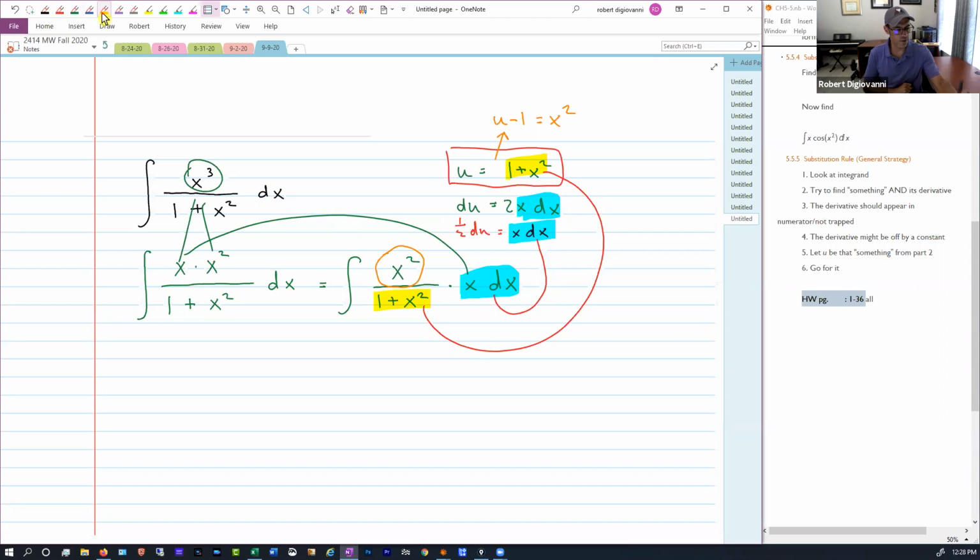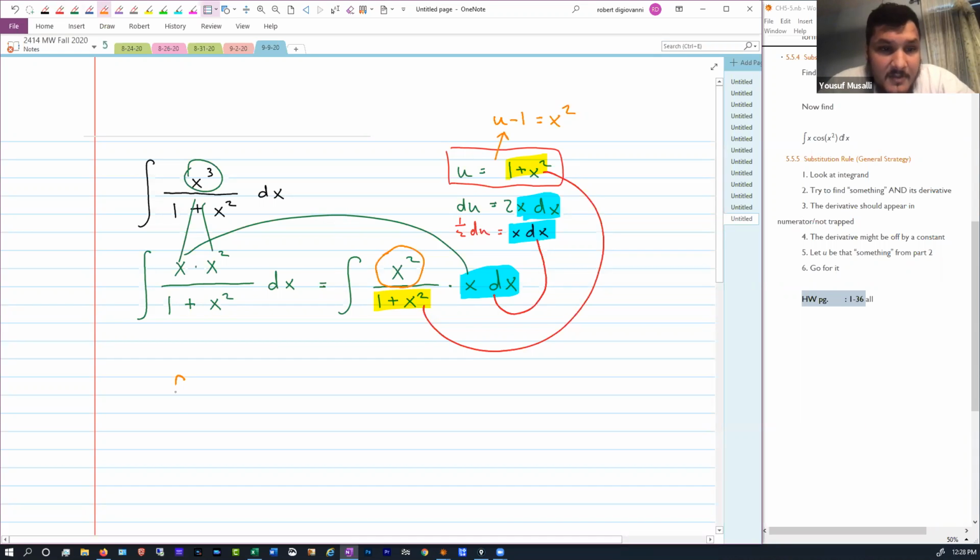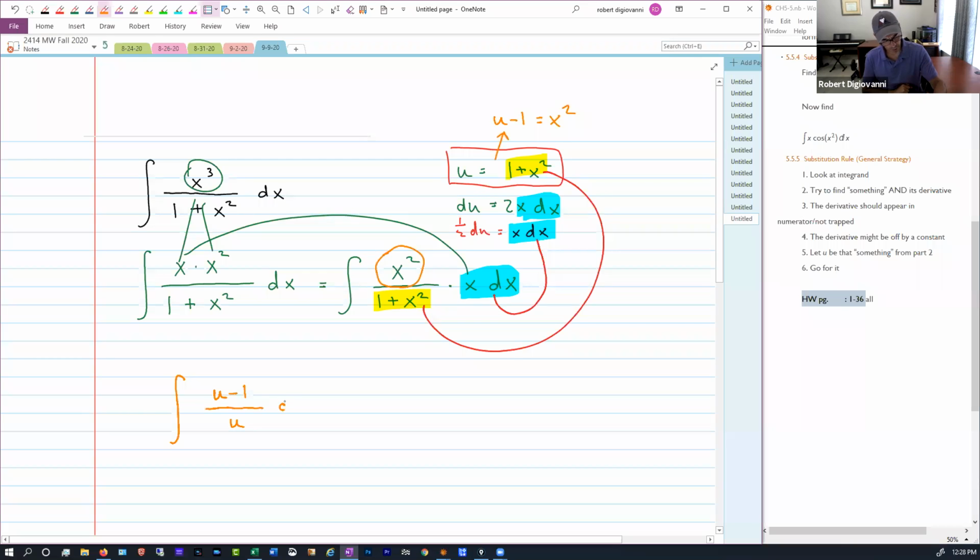You want to go ahead and tell me what the new integral is, Yusuf? Yes, sir. It's going to be u minus 1. U minus 1, that's the x squared, over u. Okay. And then the blue part? Du. Du. And then we have the 1/2, right? Because you did scale it, so we'll just pop that out. There we go. All right, what would you do with that, Yusuf?